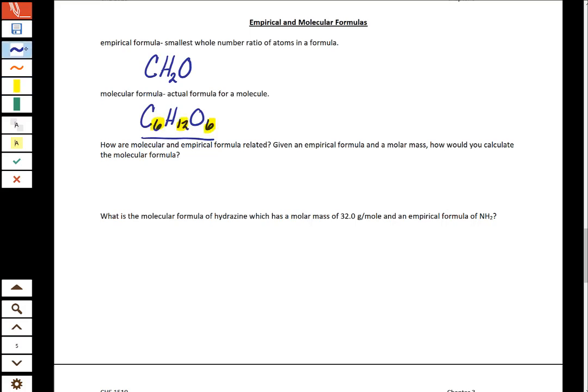Let's look at another example. When you were learning how to name things, one of the things that you named was P4O10, which is tetraphosphorus decoxide. If you look at P4O10, notice how the 4 and the 10 have something in common. They're both divisible by 2. And so we can write the empirical formula as P2O5.